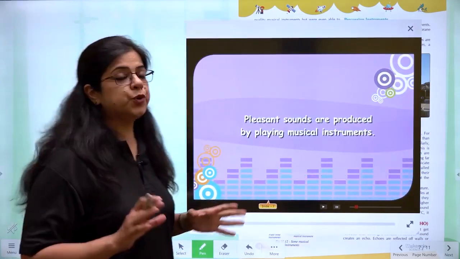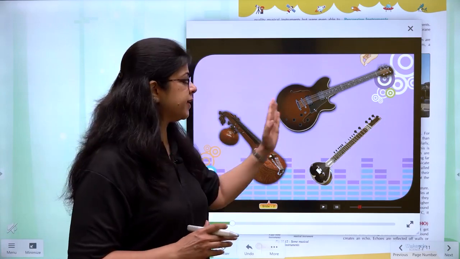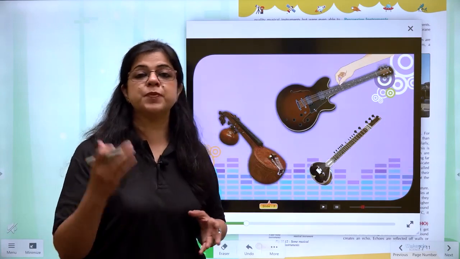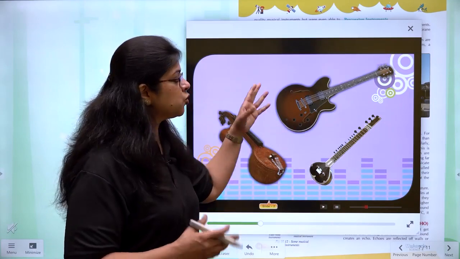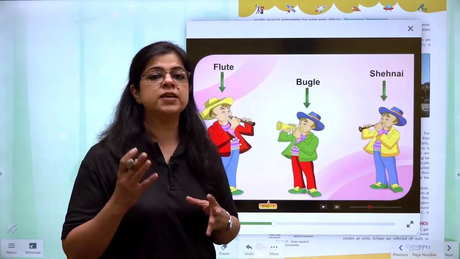Pleasant sound is produced by playing various musical instruments. So in case of sitar, guitar and veena, these are all string instruments. In these, sound is produced by vibrating the strings. The hollow area inside them allows for loudness of the sound.